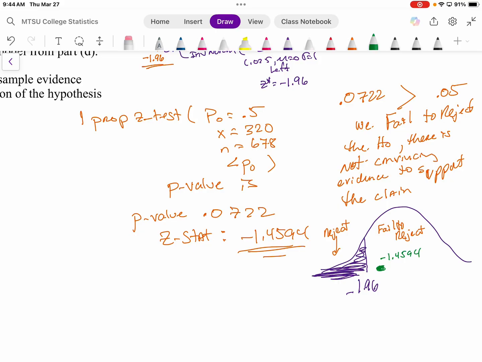Okay, so this was the first one where we actually drew the picture, so I could show you that we would get the same interpretation whether we're comparing the p-value to an alpha or comparing the z-statistic, are you in the shaded zone, and so forth.